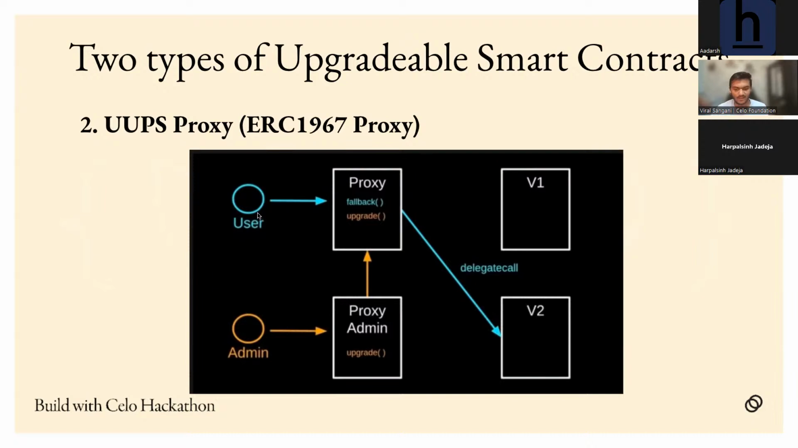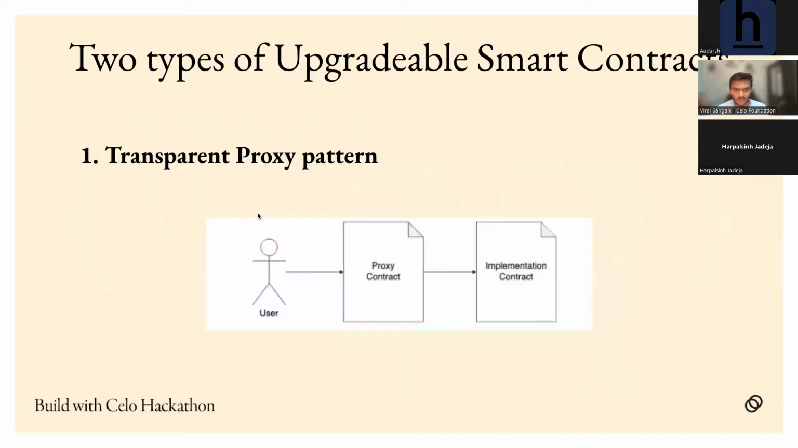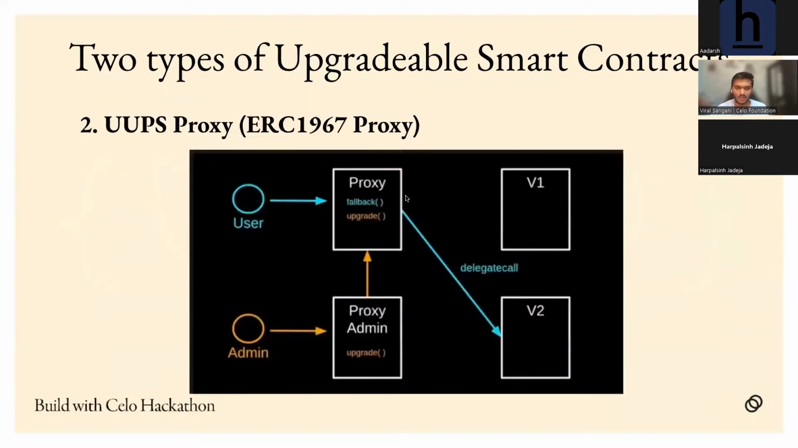In the transparent proxy, we only had two contracts, proxy and implementation. With UUPS, we have three smart contracts. One is our proxy, one is the implementation contract, and one is a proxy admin. So all the functions that have the ability to change the implementation of a proxy need to be called via the proxy admin. If you want to change the admin, or the person who can change the version of a proxy, then it has to be done via the proxy admin.